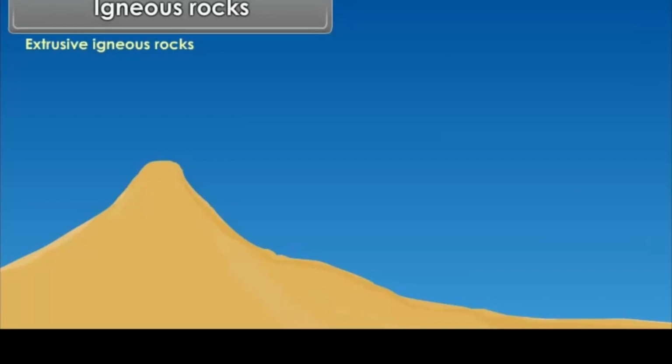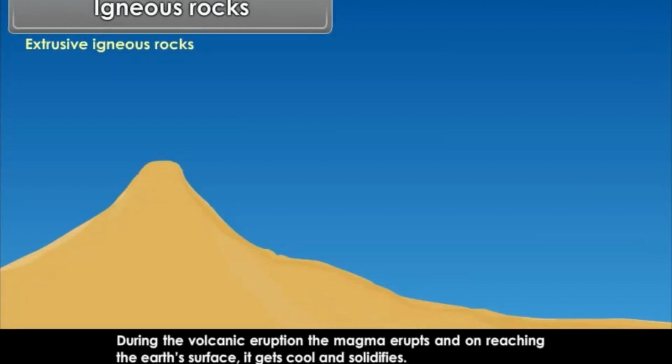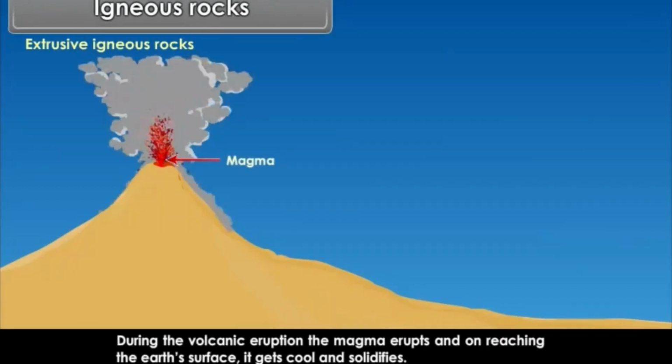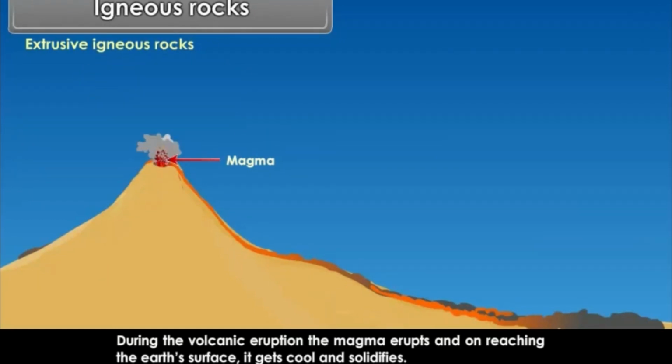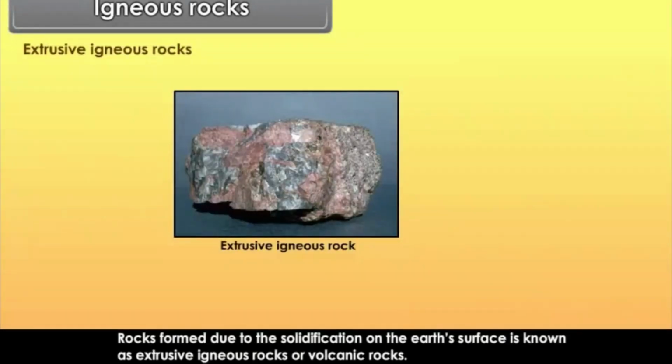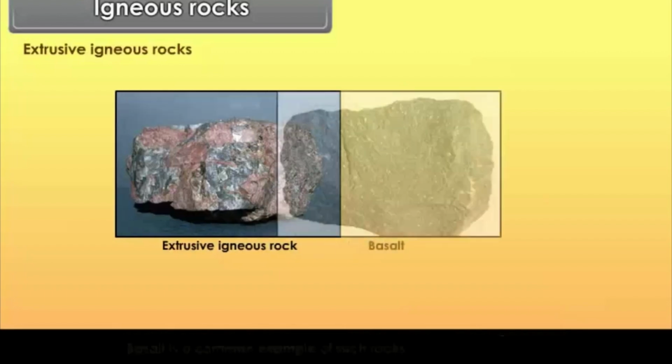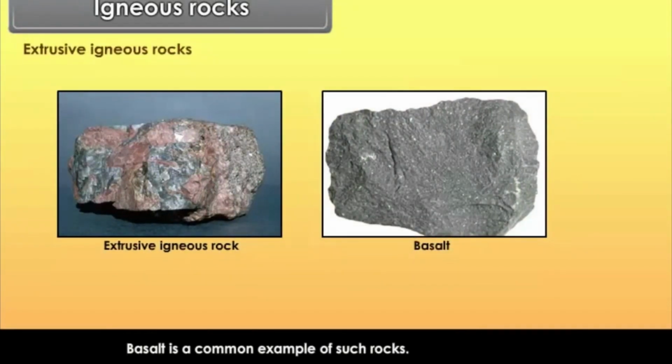Extrusive igneous rocks. During a volcanic eruption, the magma erupts and on reaching the Earth's surface, it cools and solidifies. Rocks formed due to the solidification on the Earth's surface are known as extrusive igneous rocks or volcanic rocks. Basalt is a common example of such rocks.